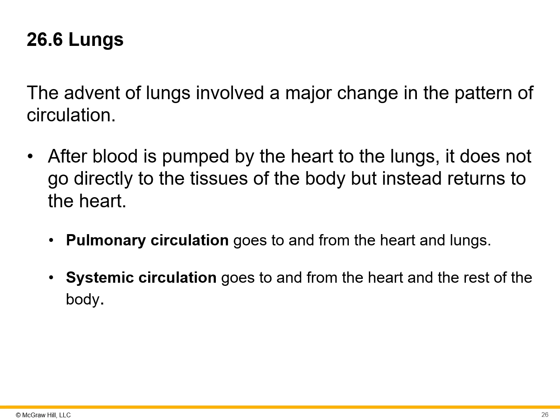So as the lungs came along, this caused a major change in the pattern of circulation. After the blood is pumped by the heart, it goes to the lungs, but it doesn't go directly to the tissue. It actually comes back to the heart. Unlike in the fish, where it was continuous, it leaves the heart, goes to the lungs to get oxygen, and then comes back before it goes to the rest. So we have 2 different circulations: the pulmonary circulation, which is the connection between the heart and the lungs, and the systemic circulation, between the heart and the rest of the body.